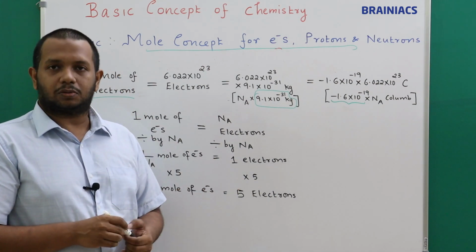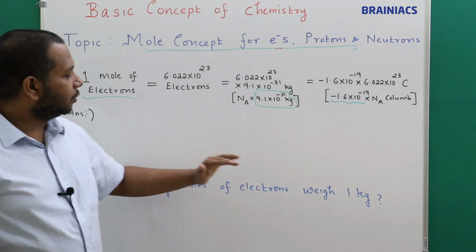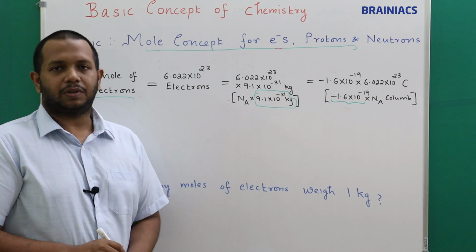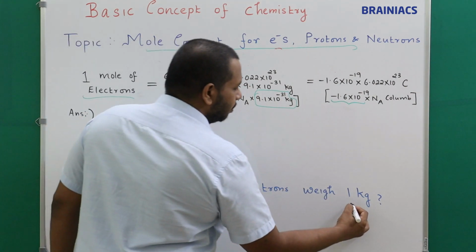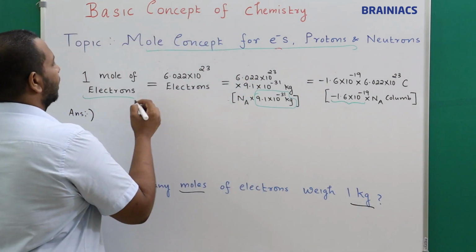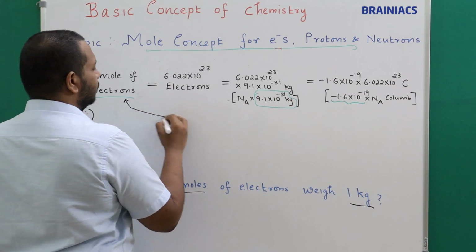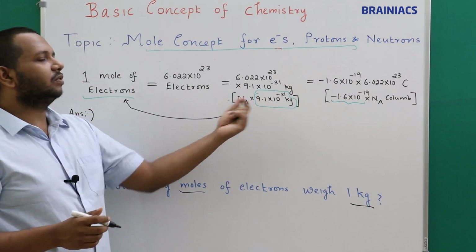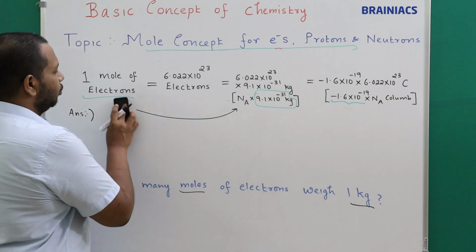So we will go to the next question. The question is, how many moles of electrons weigh 1 kilogram? Very clearly, they are linking the number of moles and mass. This is the linkage. But here they are asking the number of moles, and mass is what they have given. So we will see how to do this.